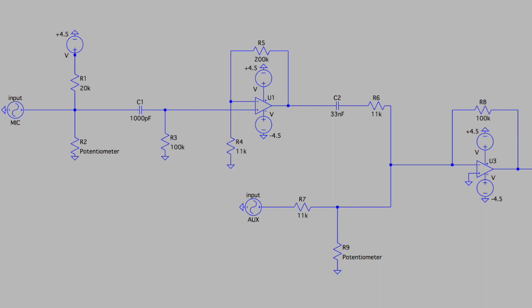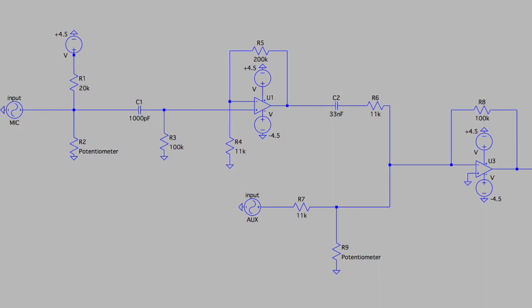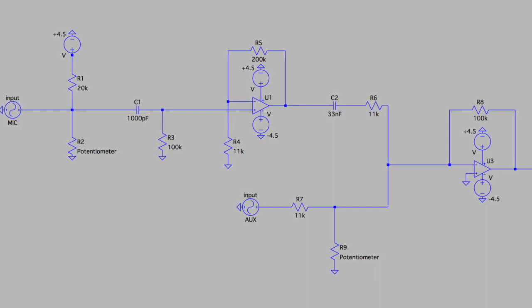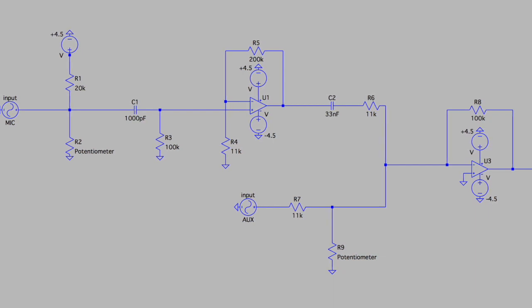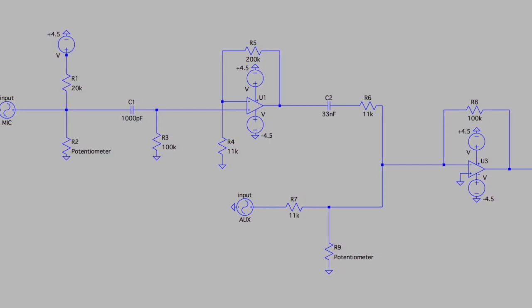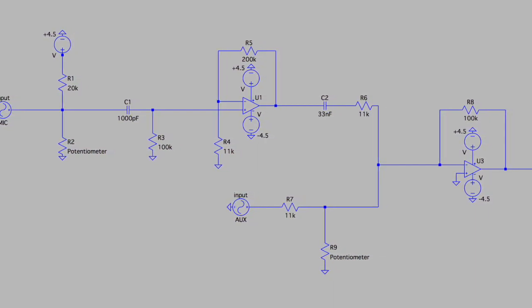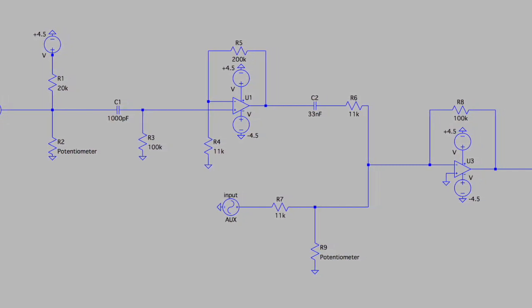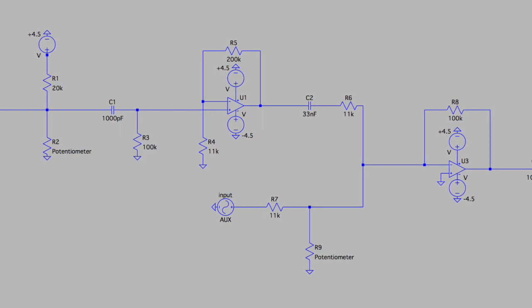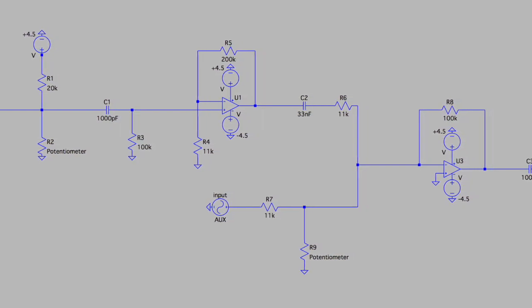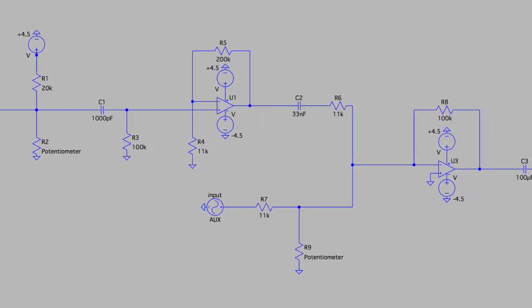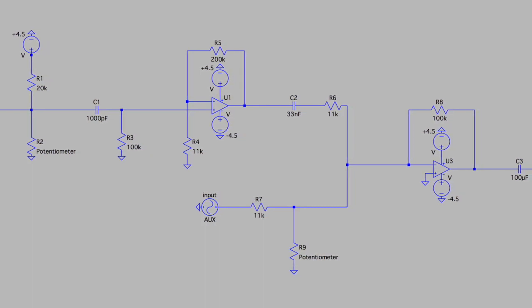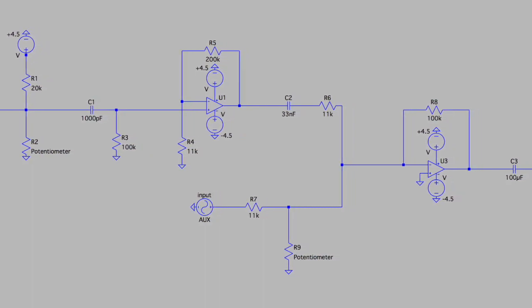This is the LT-SPICE schematic for the transmitting circuit. This circuit takes input in the form of AC current through a microphone and aux cord. The microphone part of the transmitter is powered by a 4.5 volt DC source and uses a potentiometer to control the volume. The output from the microphone passes through a low-pass filter before entering a non-inverting op-amp to amplify the AC signal. This signal then goes through a capacitor to block any DC signal.